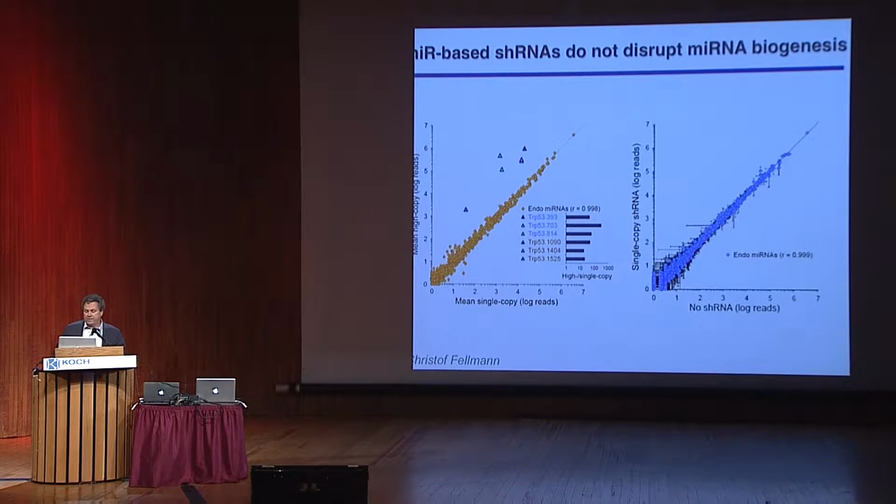And if we compare the single copy shRNAs that have potent effects on the cell, compared to no shRNA, you can see very little, if any, change in the abundance of endogenous microRNAs, again suggesting that these shRNAs are not perturbing the RNAi machinery.